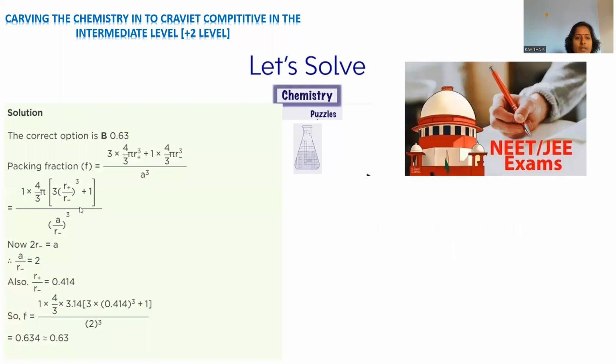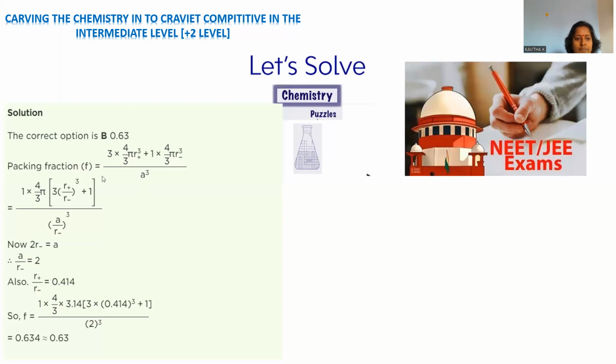In order to calculate the packing fraction, we have the formula. Packing fraction is equal to 3 into 4 by 3 pi r cube plus 1 into 4 by 3 pi r cube minus. Here r plus and r minus are taken, right? Okay. So here 3 into 4 by 3 pi r plus cube plus 1 into 4 by 3 pi r minus cube. From these terms we can take some common terms. 4 by 3 pi is the common term, so that we can take that out.